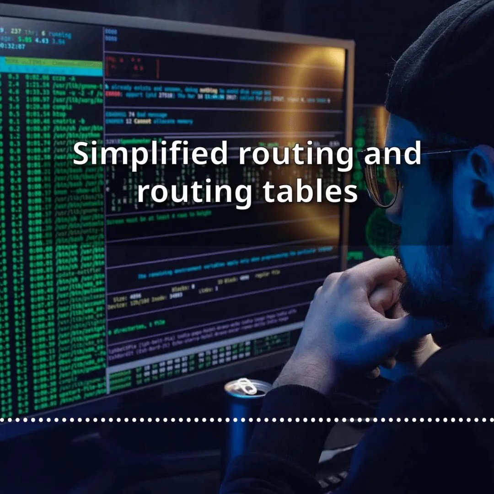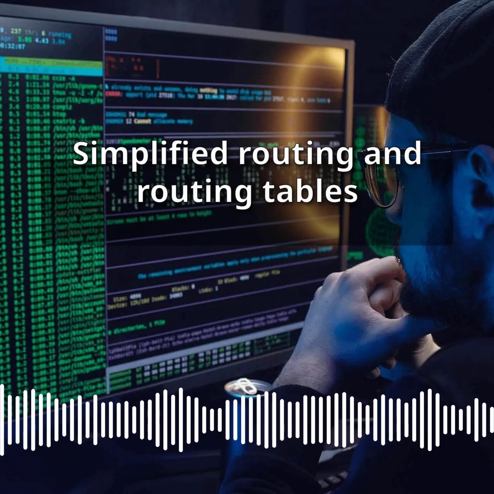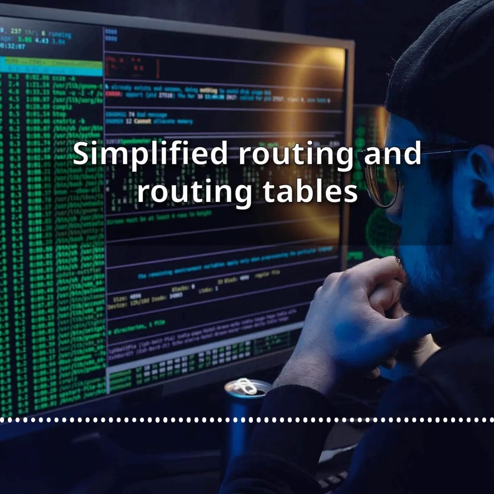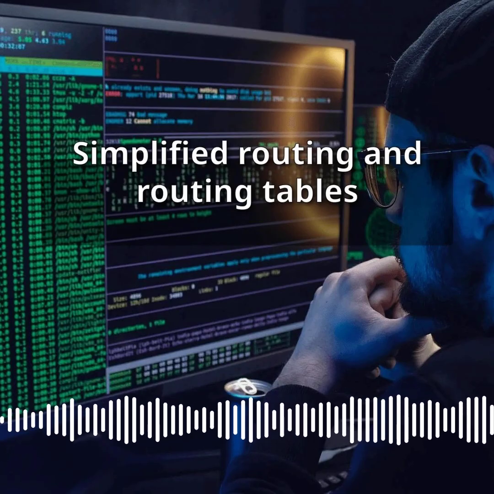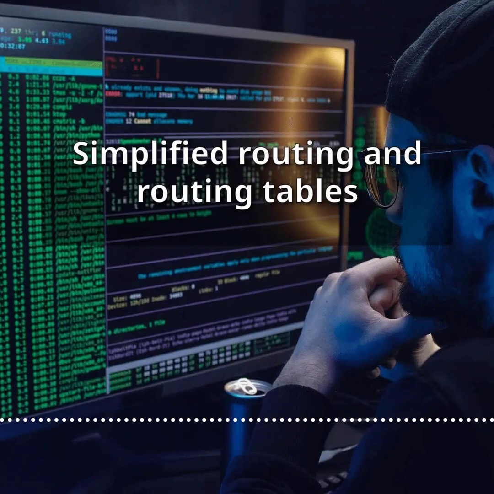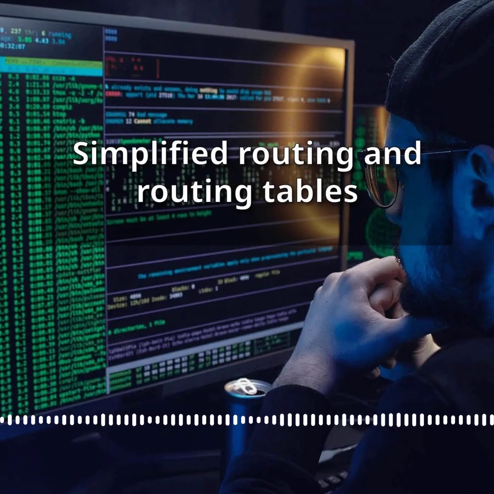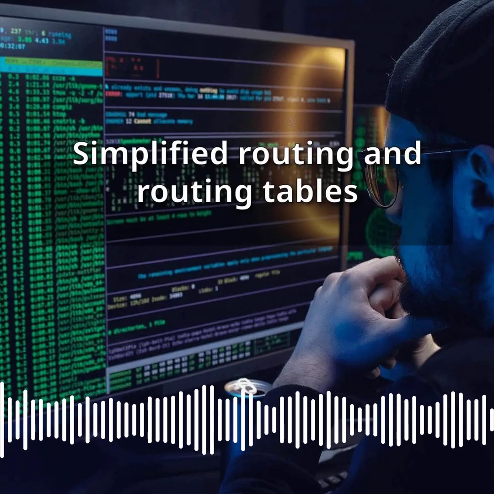Let us walk through a concrete example. Imagine a simple network with two routers, Router A and Router B. Router A has two interfaces. Interface 1 connected to the network 192.168.1.0/24, the local office network. Interface 2 connected to the network 10.0.0.0/30, a link between the two routers.